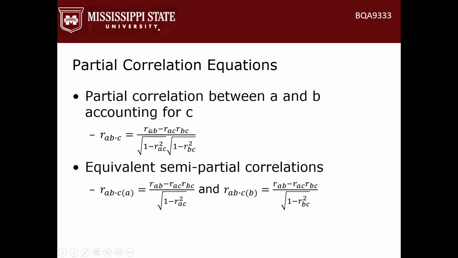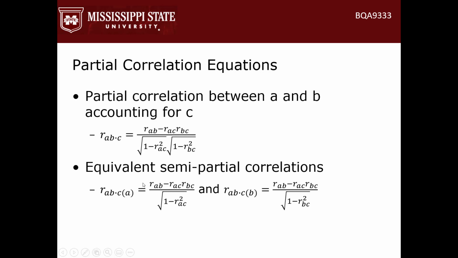It's basically the correlation of the two variables minus the product of the correlation of each of the variables and the third control variable. And then we just normalize by the correlations for the third. This is just a normalized factor at the bottom, the correlation with the third variable.